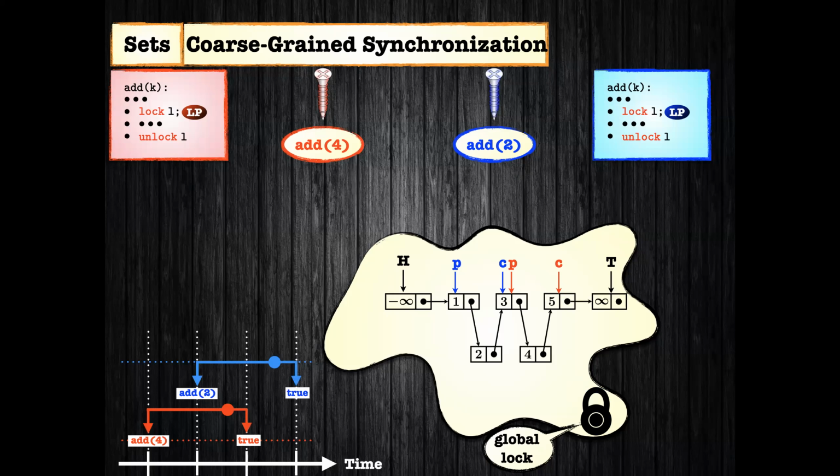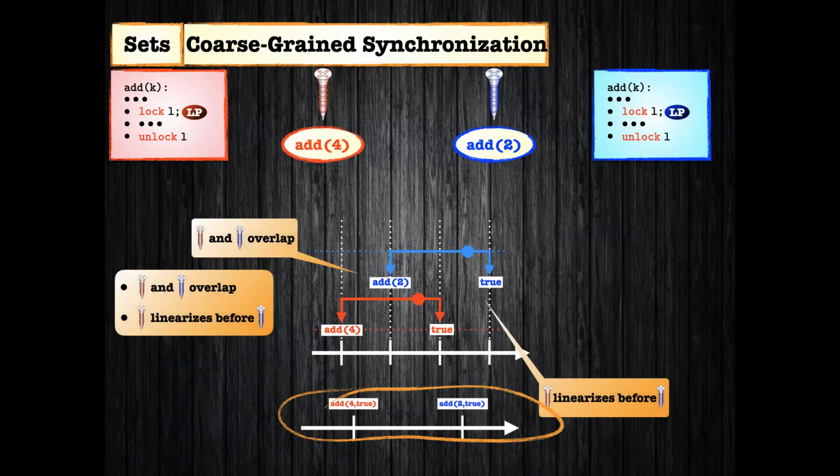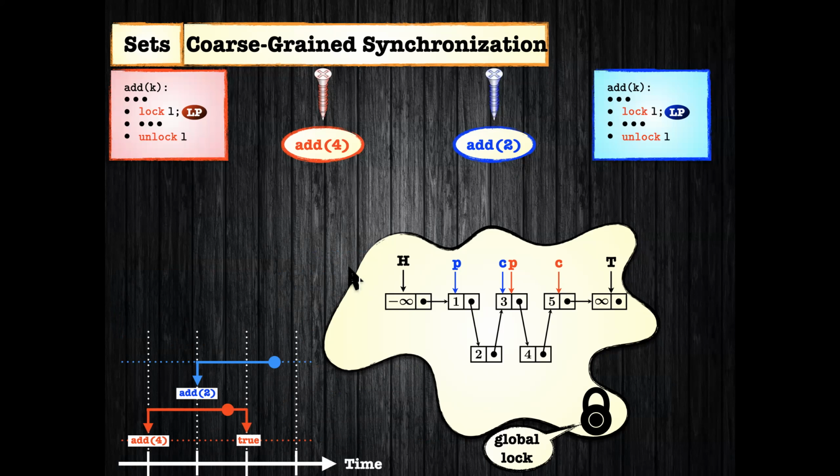So this is a simple concurrent history that we got by executing for only 2 threads this simple concurrent implementation of a set. So now if you look at this history, you see that our methods are overlapping.